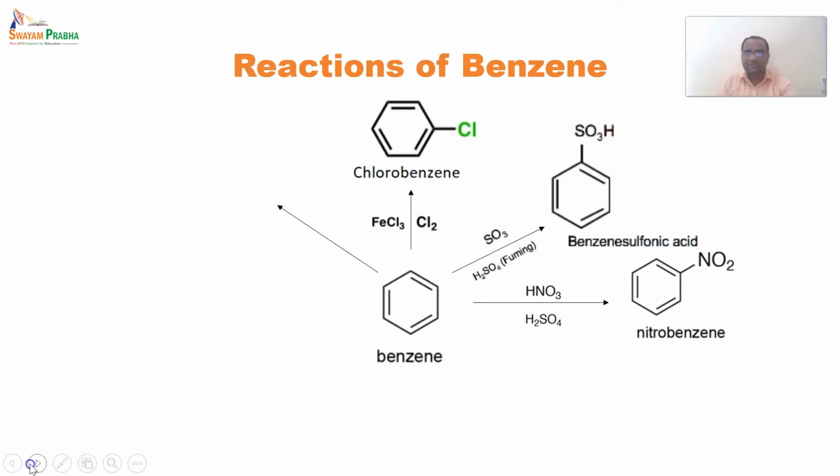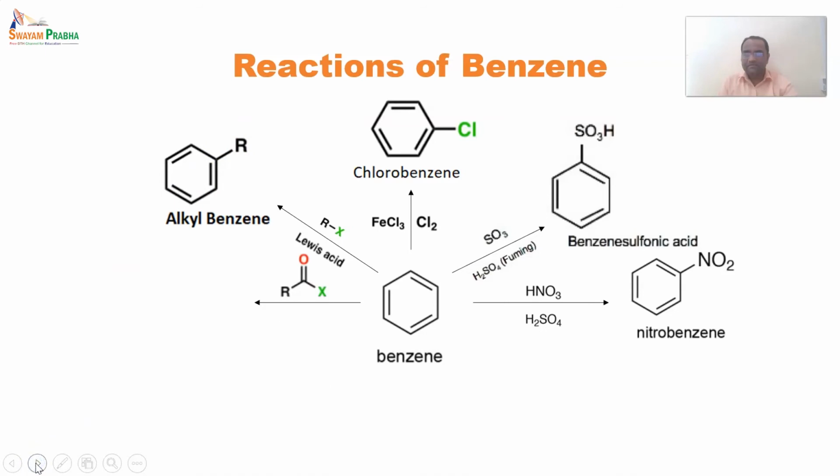It forms chlorobenzene, and again such a reaction is said to be Friedel-Crafts alkylation, because an alkyl group or R group has been introduced on the benzene ring by replacing one hydrogen, and this operation is done with reagents like AlCl3. So these are Lewis acids, and with this Lewis acid such an operation can be done for introduction of an alkyl group at the benzene ring.